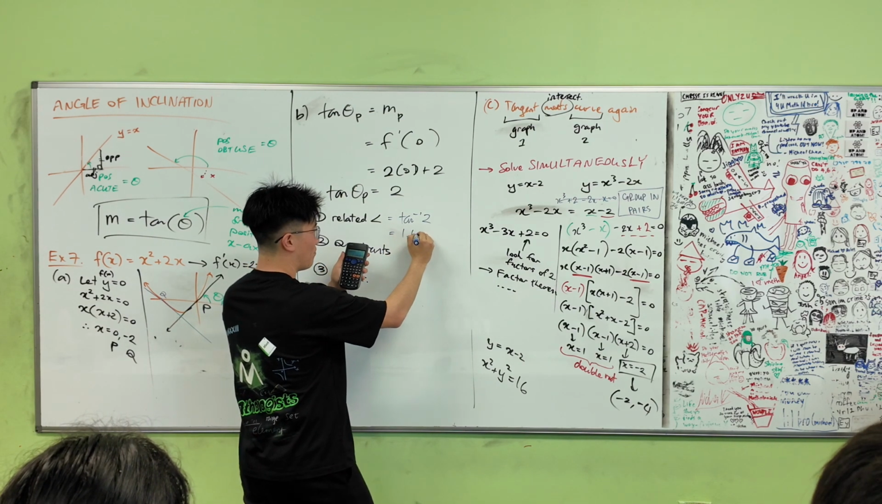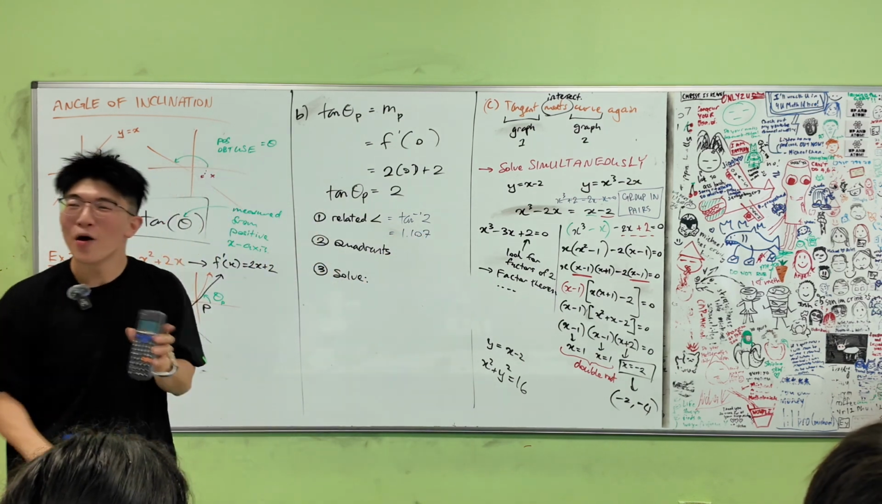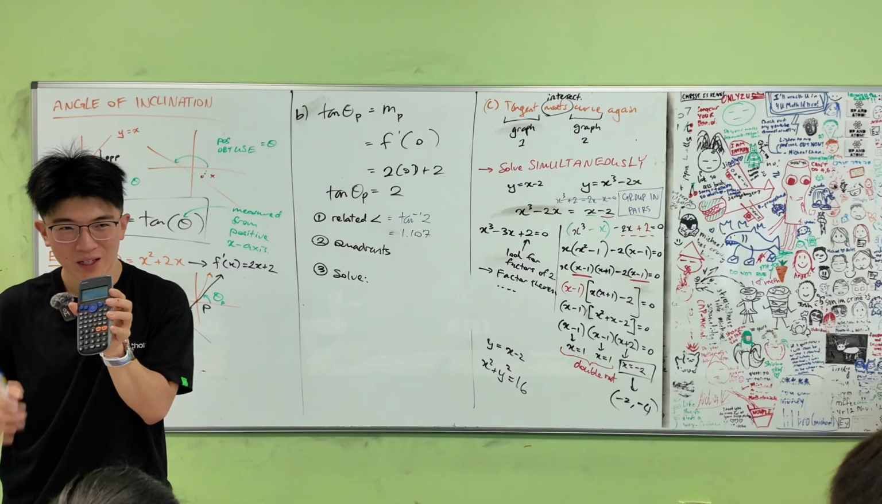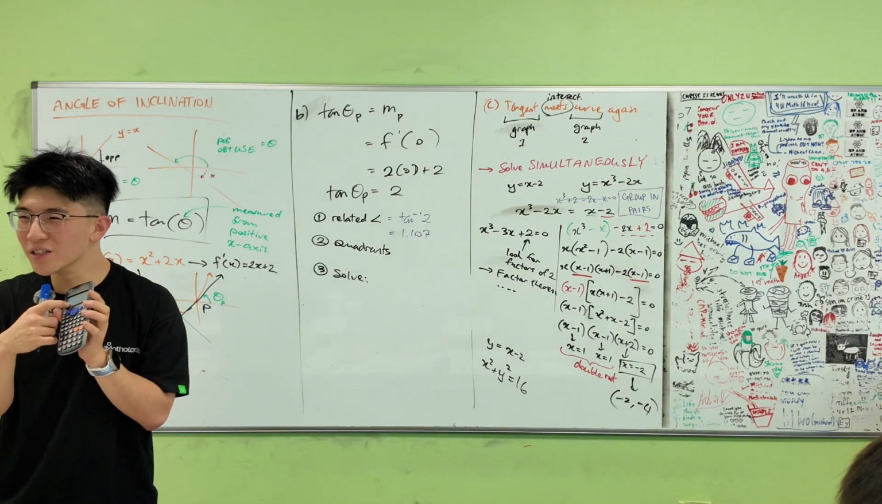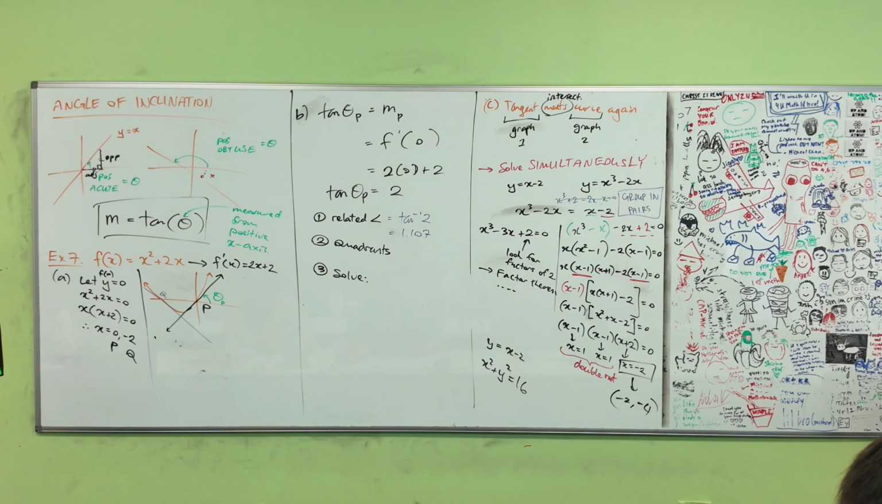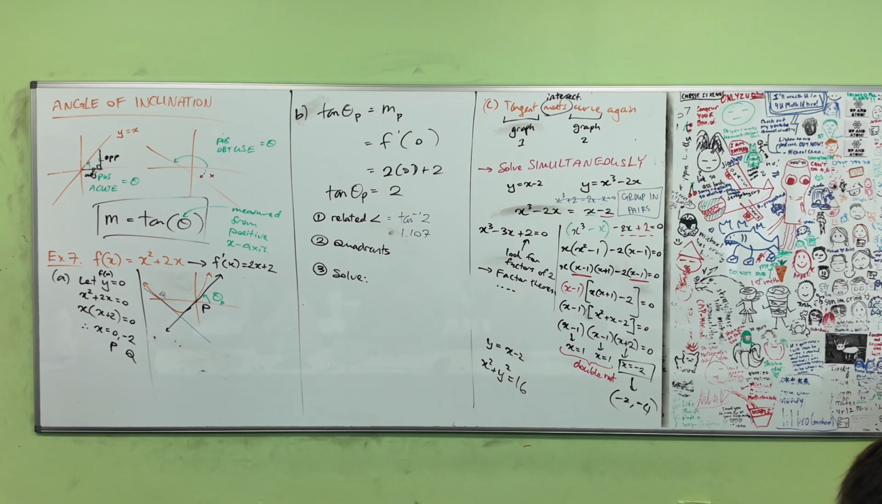All right, over here, tan inverse of 2 is 1.107. Do you guys think that's in degrees or radians? Degrees would be 1 degree, that's kind of small, right? So clearly that's a radian one. I want you to do these questions in radians.